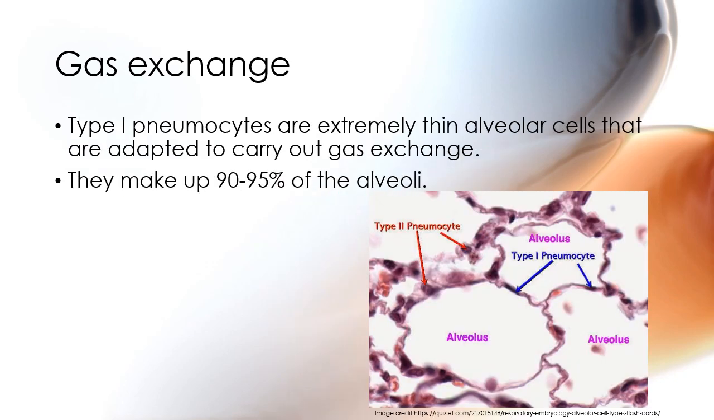The function of the type 1 pneumocytes is gas exchange. Their job is to carry out gas exchange. In order to do that, they are crazy flat and thin, and that allows gas exchange to happen pretty easily. If we had crazy big fat cells here, it would take a lot to get the oxygen through the wall of the alveoli and into the capillaries. Instead, we've got these nice thin walls that allow oxygen to move into the capillaries super easy. CO2 can move out of the capillaries and into the alveoli super easy. These type 1 pneumocytes, crazy flat gas exchange cells, make up the majority of the alveoli.